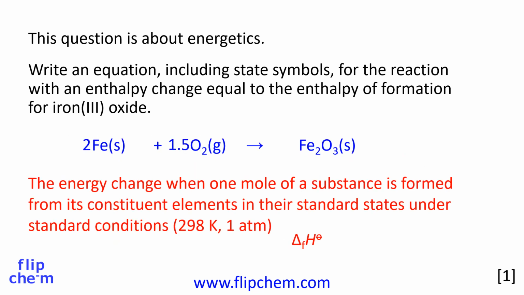You can only balance the equation correctly if you can work out the formulae of the substances present. Iron(III) oxide contains Fe3+ ions. Oxide ions have a 2- charge, so iron(III) oxide is Fe2O3. 1 mole of a substance is formed from its constituent elements. You need to be able to relate the definition to the balanced chemical equation. Don't forget to include state symbols. Iron is a solid, oxygen is a gas, and iron(III) oxide is a solid.